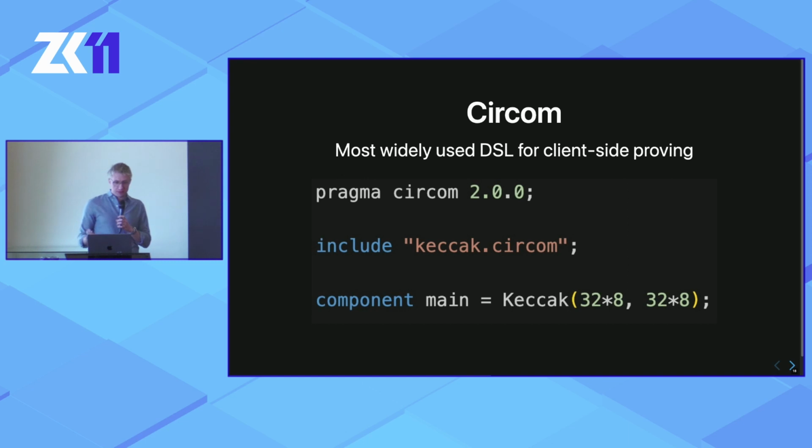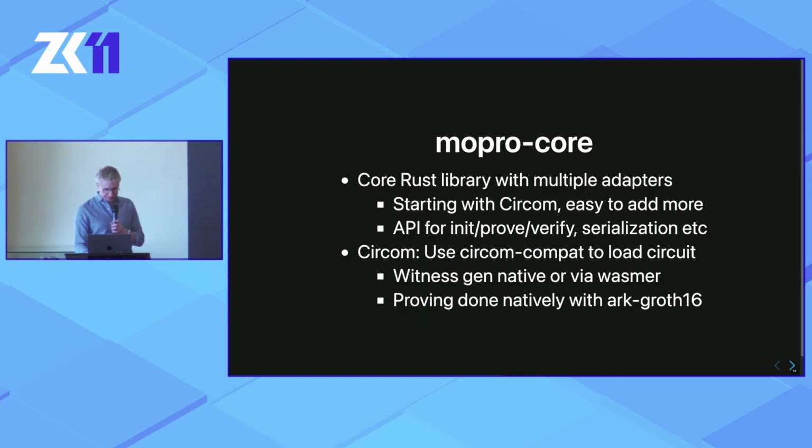Why Circom? Well, it's basically the most widely used DSL for client-side proving, and empirically, that's where a lot of the more interesting client-side ZK applications are written right now. And you basically just use the circuit the same way, and then you can use Mopro to prepare it a bit, like you do some compilation steps and generate some artifacts, like an optimized proving key and stuff like that, and you can just bring your own circuit setup.